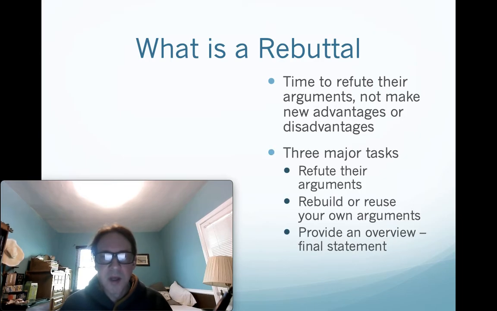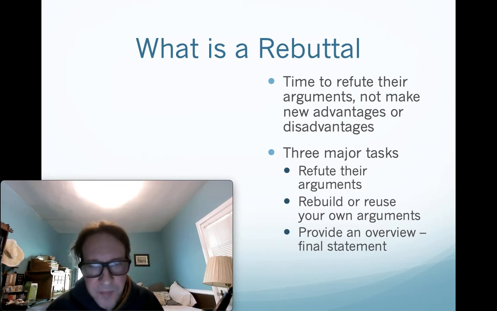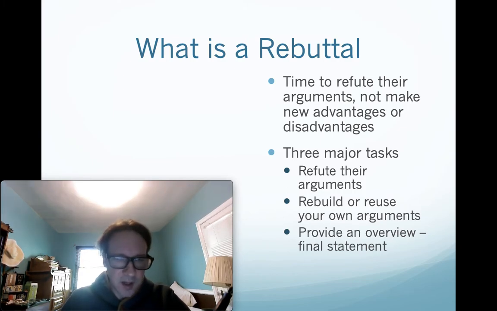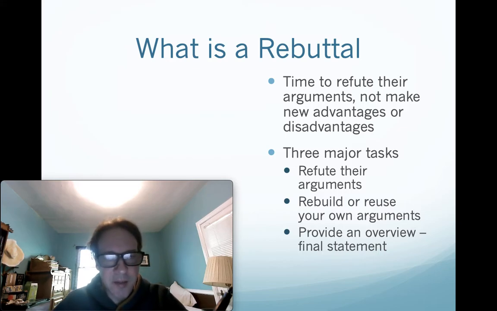And you have three major tasks in a rebuttal speech. First of all, refute their arguments. What advantage or disadvantage did they offer? How do you respond to that? Second, rebuild or reuse your own arguments. Rebuild, that is, if they've already responded to one of your advantages or disadvantages, can you defend it? Can you build it back up?